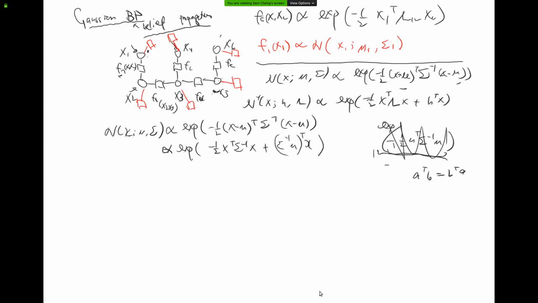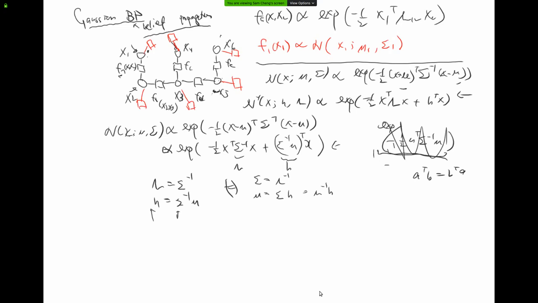Then immediately we see we can match this guy with the information from here. So this will be just h and this will be lambda, so therefore lambda is equal to sigma inverse and h is equal to sigma inverse mu. And then equivalently we can also convert the other way: sigma will be equal to lambda inverse, then mu will be equal to lambda inverse times h. I'll just multiply sigma on both sides here, so sigma times h will be equal to lambda inverse times h.